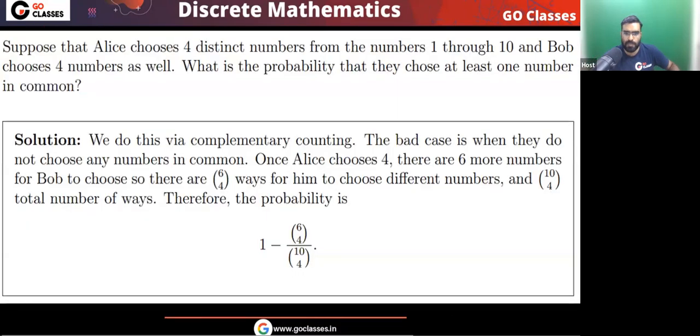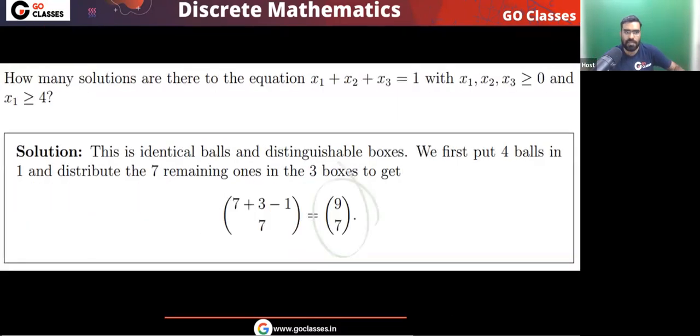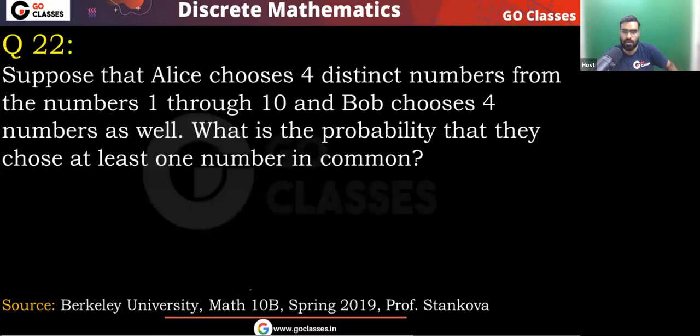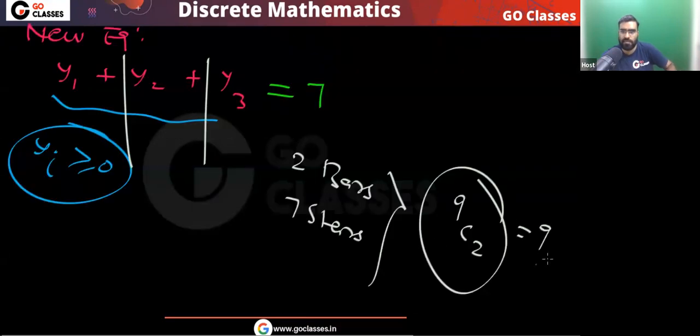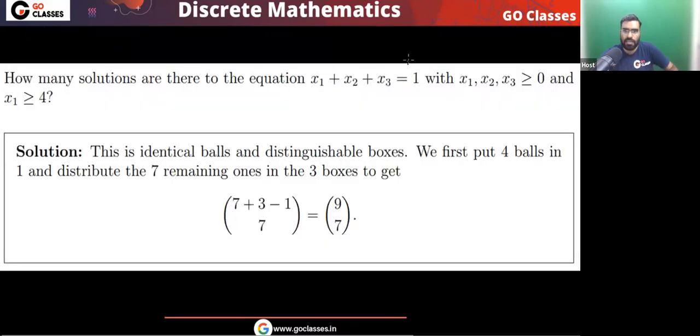In this PDF, what is the answer that is given? That is the same, 9C2. 9C2 is the same as 9C7. So remember, this is a simple point: the answer is given according to this question. Is this point clear?